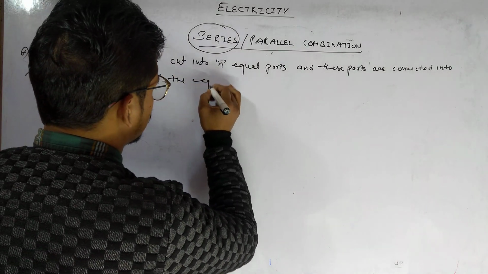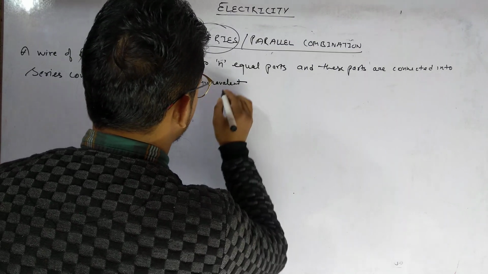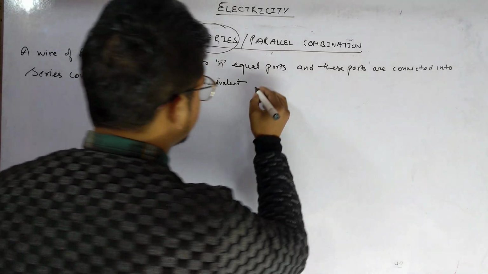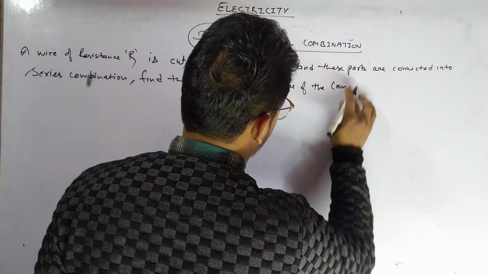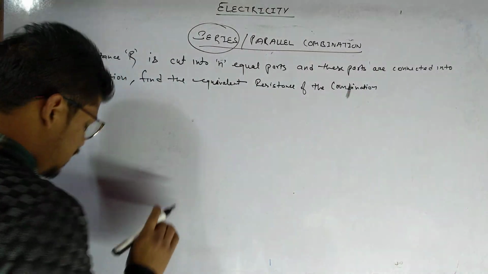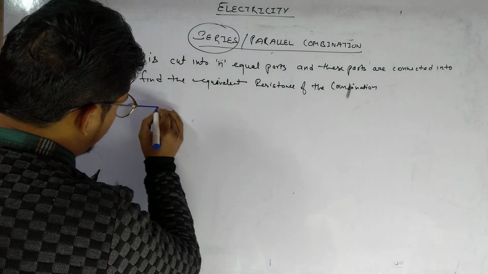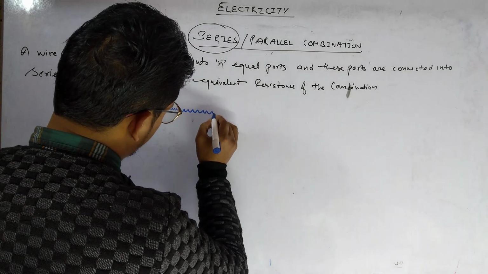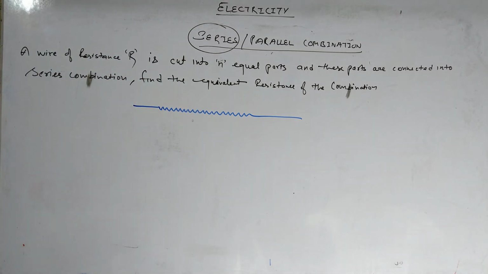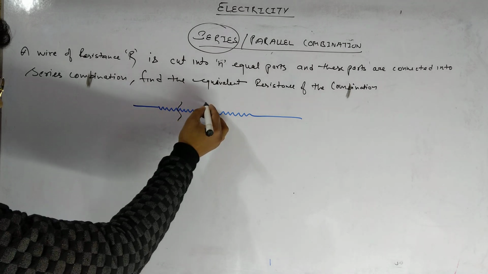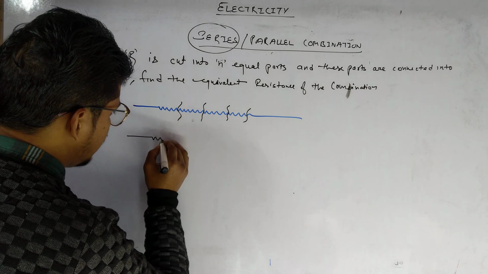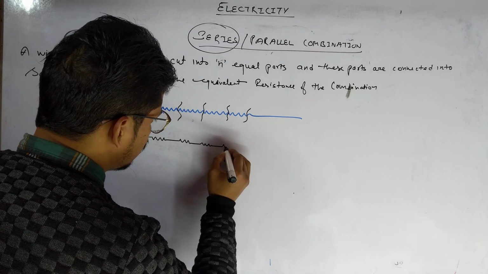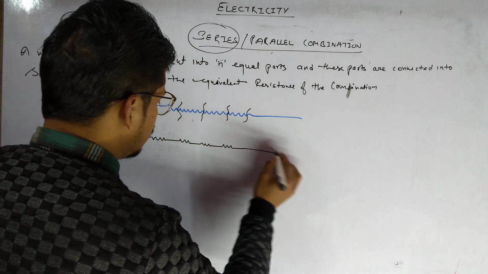Find the equivalent resistance of the combination. Okay, suppose that, what is the question? Please clear your concept. Suppose that this is a resistance you have, and you cut this resistance into n equal parts. Suppose that you have a resistance and you cut it down into n equal parts. So now the resistance looks like 1, 2, 3, 4.